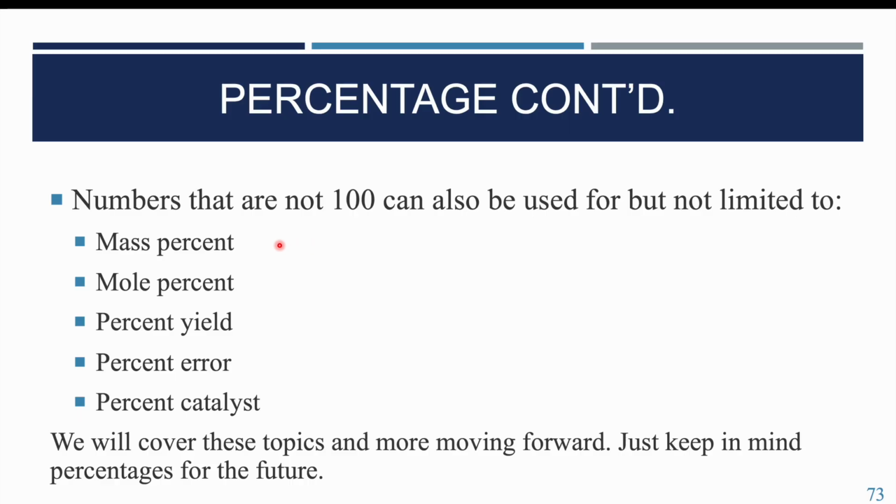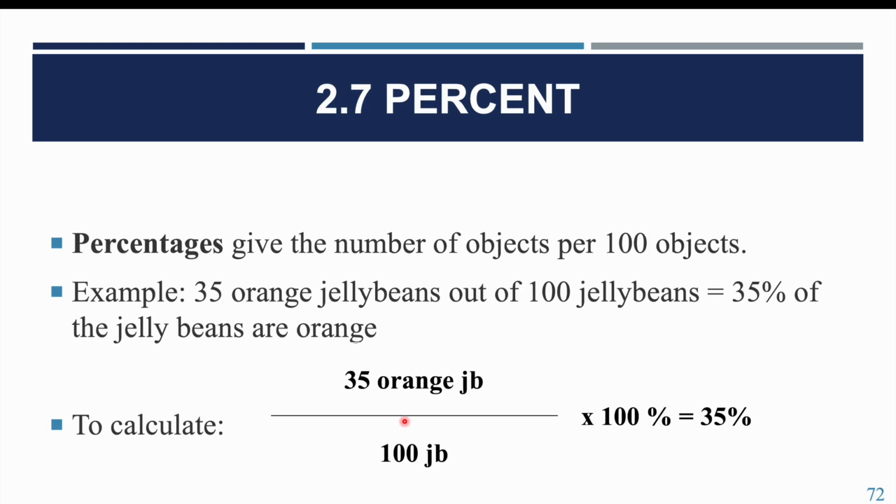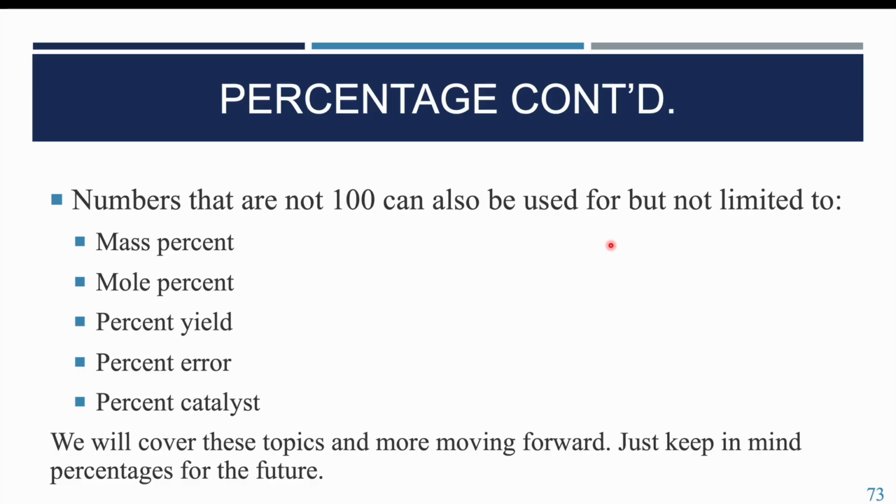And so we will be using these for many different things, and we're not going to use clean numbers like 100. The number 100 comes from this right here, but it could be out of 101. It could be out of however many jelly beans you have. Whatever the maximum is that you have, that's what we'll be dividing by. And we are going to be using this for things like mass percent, mole percent yield, percent error. We might use it for percent catalyst. I haven't seen that being used yet, but we'll explain it when we get closer to that point.